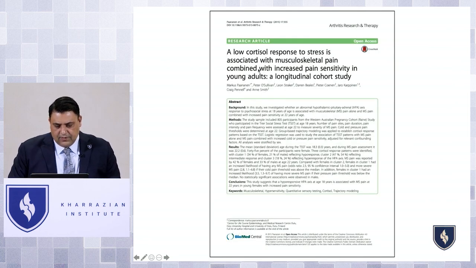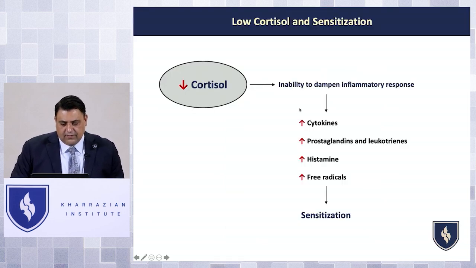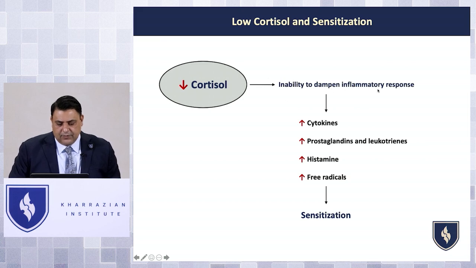So here's a longitudinal course. There's a study that they did, and they found low cortisol response to stress is associated with musculoskeletal pain combined with increased pain sensitivity. Young adults was a longitudinal cohort study. So when there's reduced cortisol levels, there's inability to dampen inflammatory responses, increased cytokines, increased prostaglandins, increased histamine, increased free radicals. That all leads to sensitization.